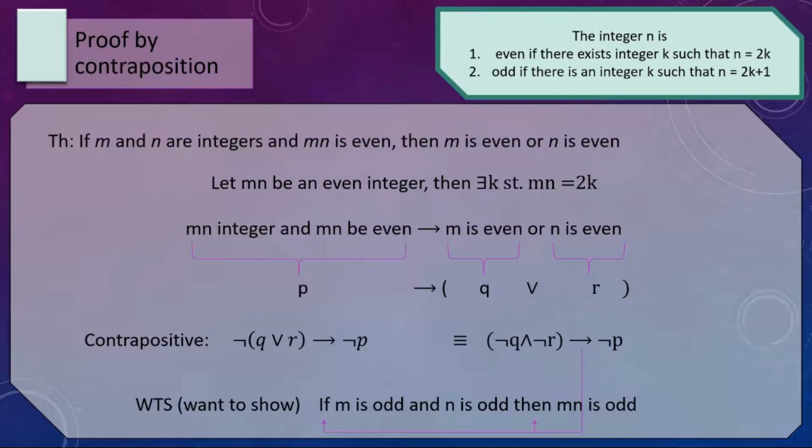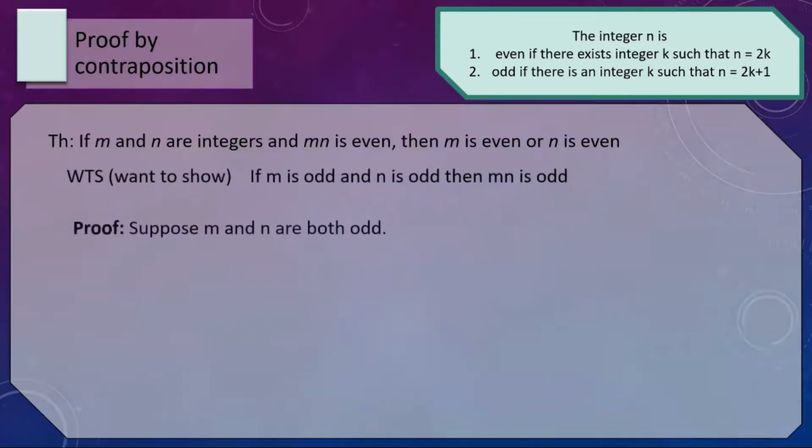Note the negation there gives me the if-then statement. So now we're going to start with the assumption that both m and n are odd. Remember, we're just using this definition. Well, if they're both odd, that suggests there exist two integers, where m can be written as 2k1 plus 1, and n can be written as 2k2 plus 1. So we give those two integers names so we can apply the definition.